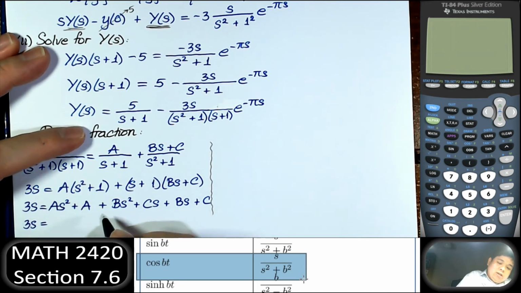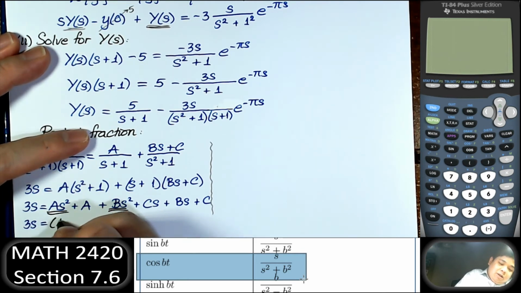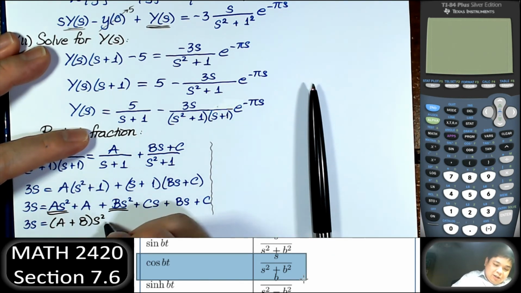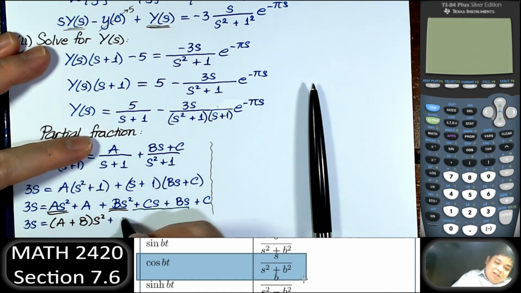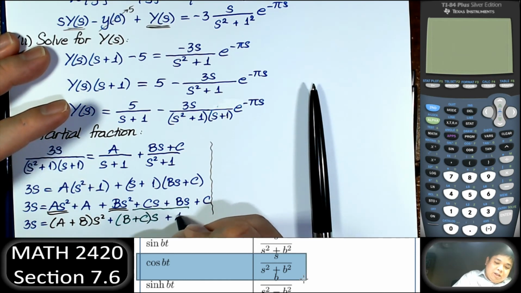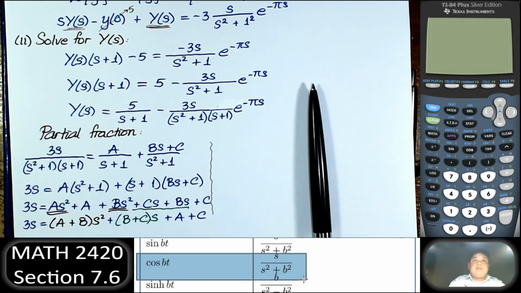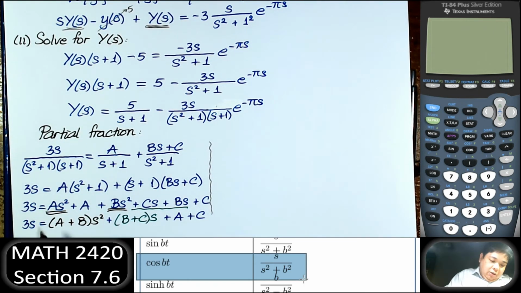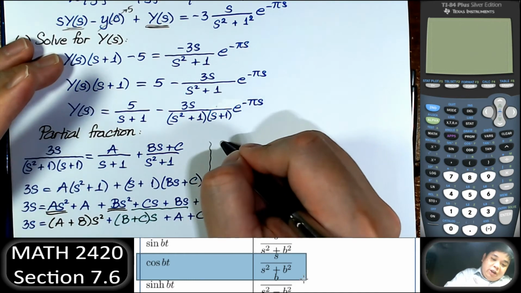3s. a plus b s squared, and here we have cs plus bs, then plus a plus c. Right, and then we just match the coefficient.